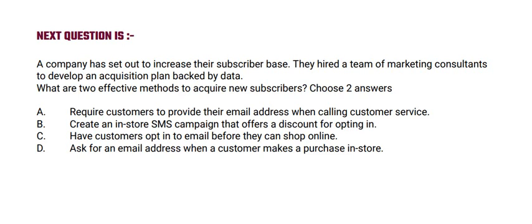Choose two options. And the options are: option A, require customers to provide their email address when calling customer service. Option B, create an in-store SMS campaign that offers a discount for opting in. Option C, have customers opt in to email before they can shop online. And option D, ask for an email address when a customer makes a purchase in store. The correct option is option C and D.